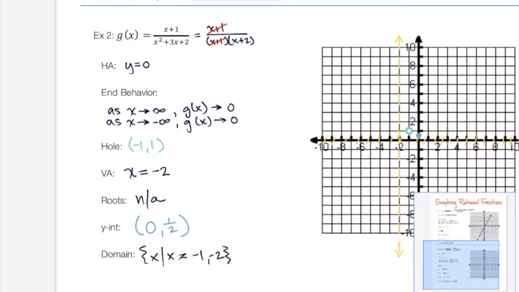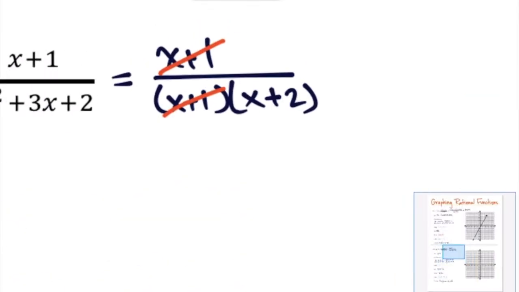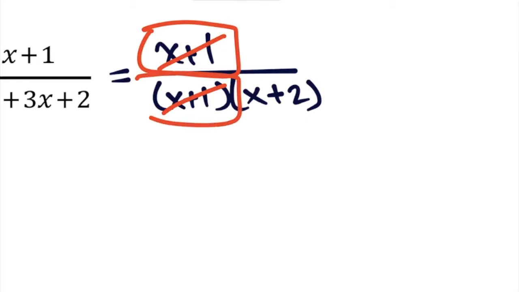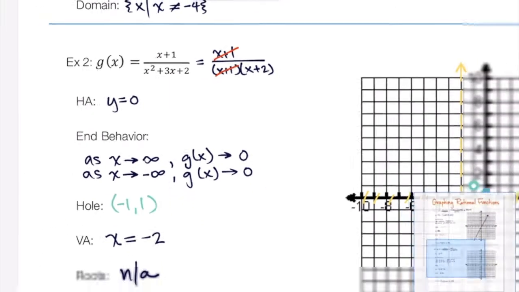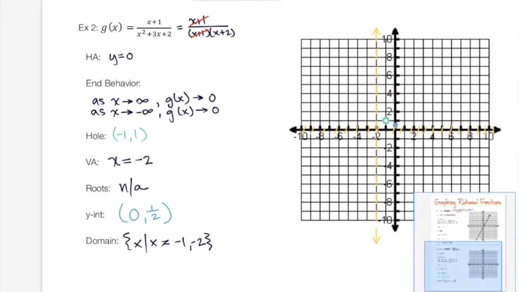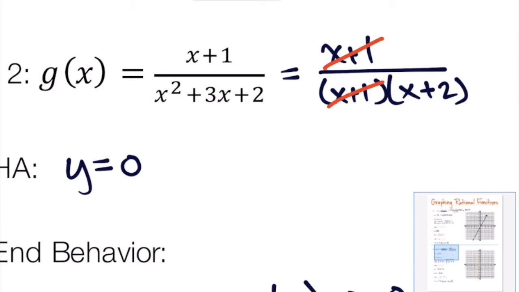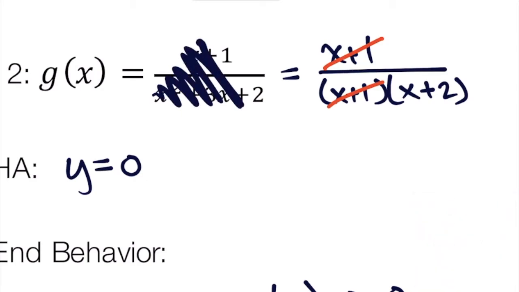We do have a hole at negative 1, 1. How do we get that? It's based on the factors that cancel. And then we find our y value by plugging in the x value and then finding what the y value is after you've canceled factors. Then the y-intercept is 1/2. Remember, what we do there is you can take off all the terms that have x's on them and then look at what the constants are left, and there's your y-intercept.